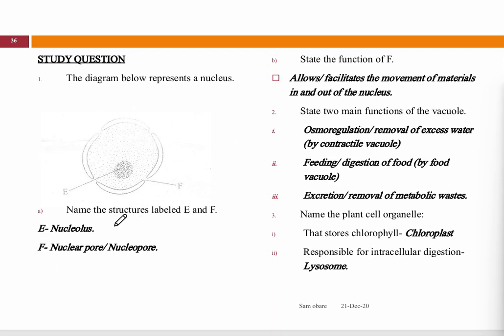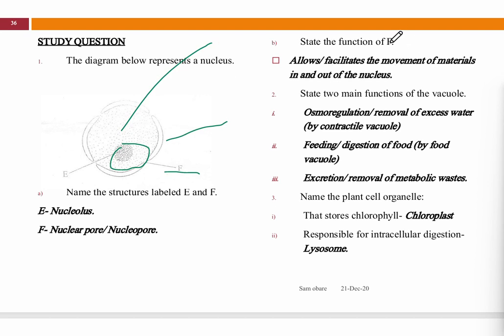Third question: name the structures labelled E and F. The E will be the nucleus, and the F will be the nuclear pore. And this will be the nuclear membrane. All of this is the nucleus. State the function of F. F is the nuclear pore. The nuclear pore allows or facilitates material in and out of the nucleus.